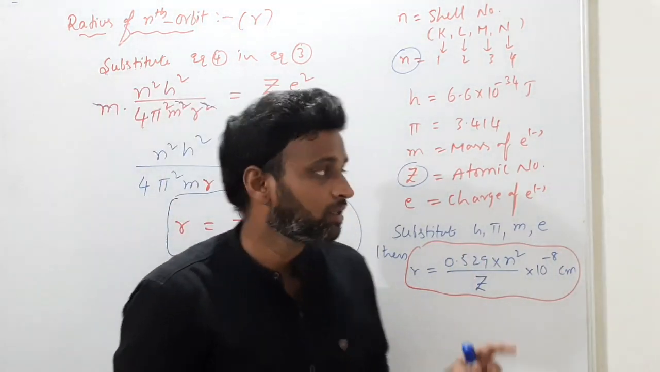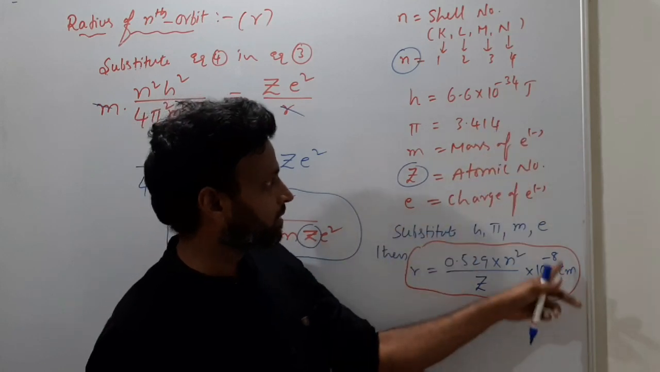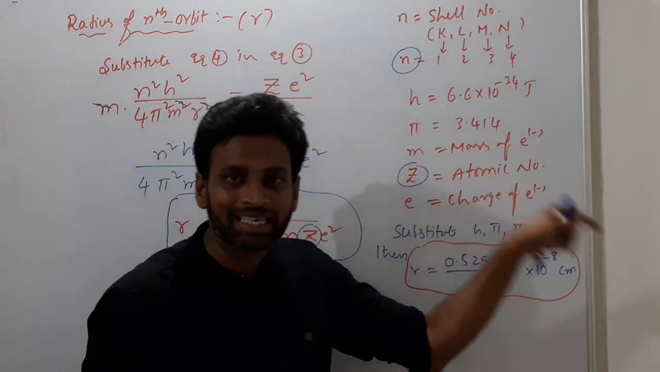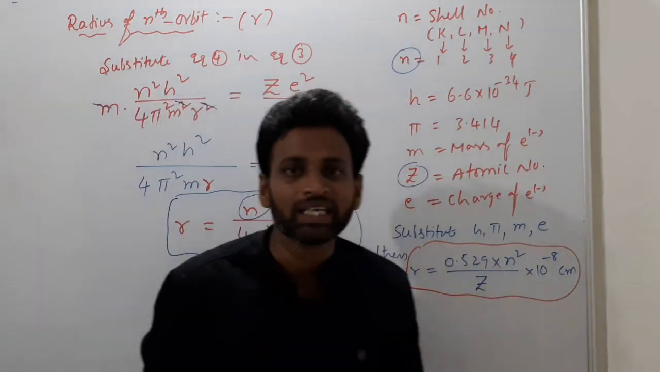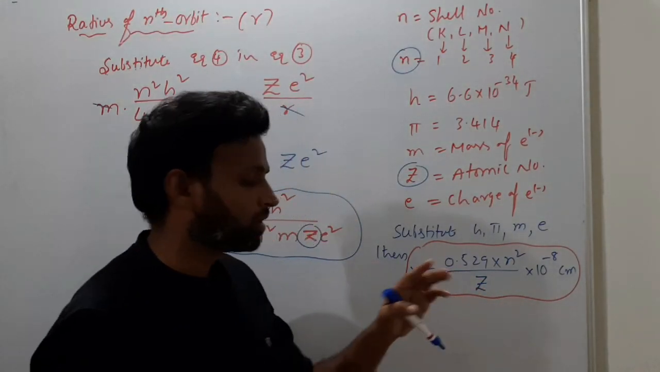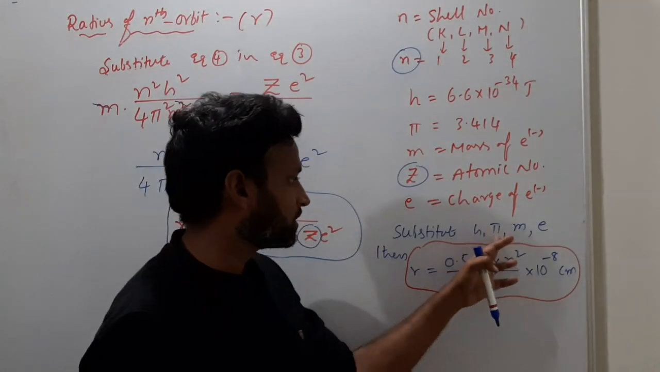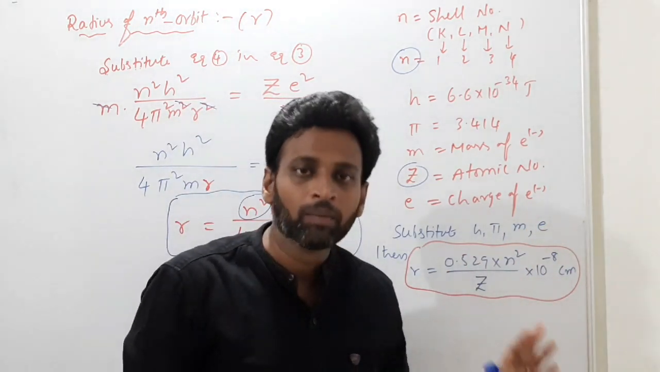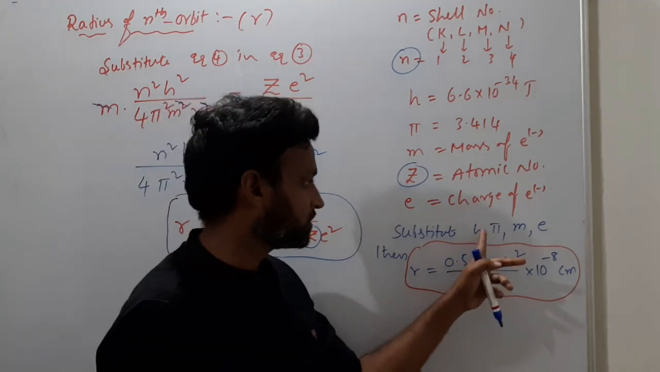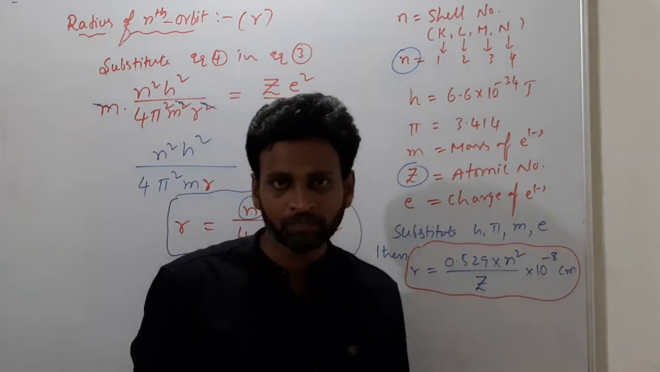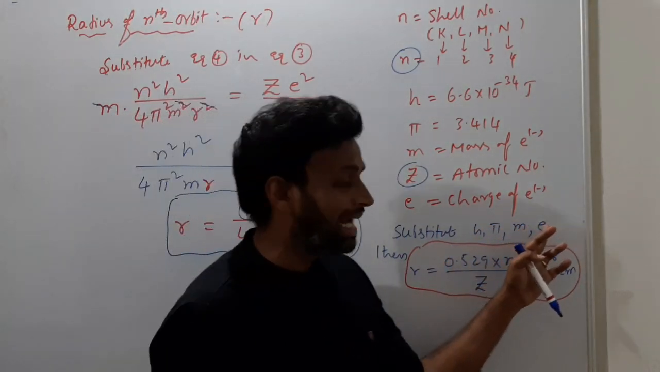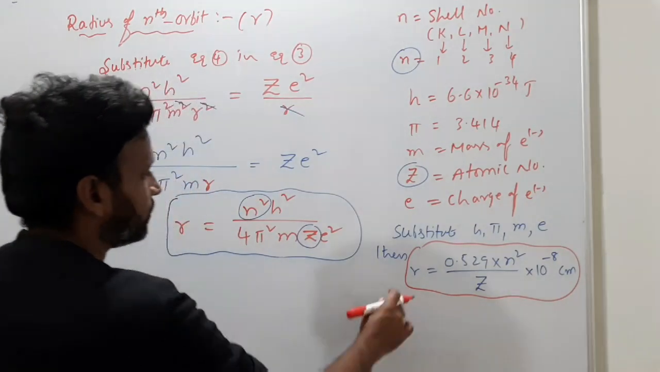If you want it not in centimeters but in ergs, you have to substitute the H value, mass of electron in grams, and charge of electron in esu. If you substitute, you will get the radius formula. Don't worry, and there is no need to check by substituting all these things. Surely you will get this formula after substituting H, pi, M and E. Those values you remember: H value, pi value, mass of electron and charge of electron. So finally you have a radius formula.